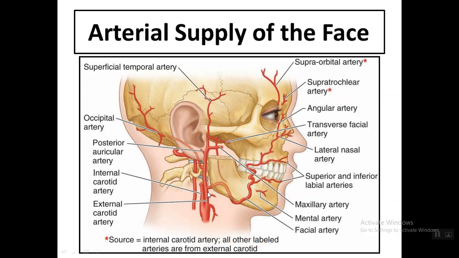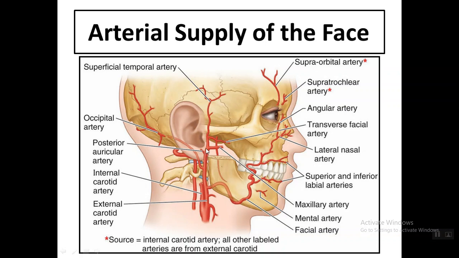This is the external carotid artery. This is the common carotid artery. It will divide into the external carotid and the internal carotid. The internal carotid will pass up to enter the cranial cavity, while the external carotid artery remains outside the skull to give the branches that supply structures of the head. From the external carotid artery, the main blood supply is through the facial artery. This is the facial artery. The facial artery will give branches such as the inferior and superior labial artery, the lateral nasal artery, and the mental or submental artery.